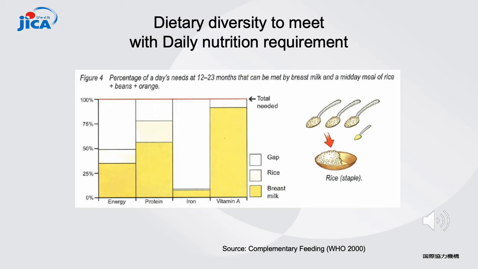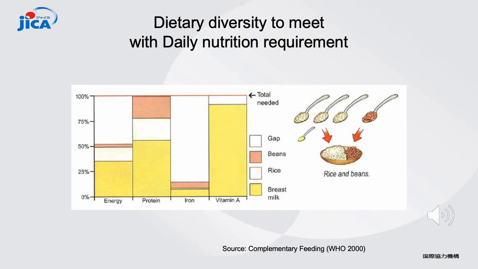Then what should mother do? This is second trial, combination of rice with beans. So this time, by adding extra beans on top of rice, we can see protein is already satisfied by 100%. But there is not much addition on energy, and there is little addition for iron, and almost no addition for vitamin A.